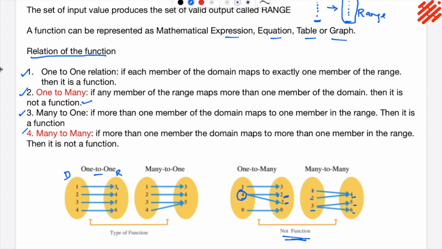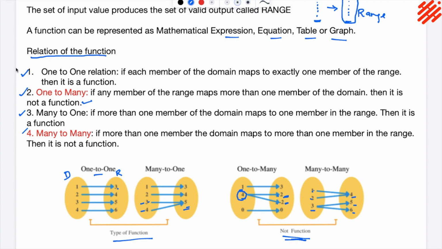And many-to-one: if many values of the domain map to exactly one value in the range, then it is called a many-to-one relation. If an expression has a many-to-one relation, then it is also a function. It comes under the category of a function.